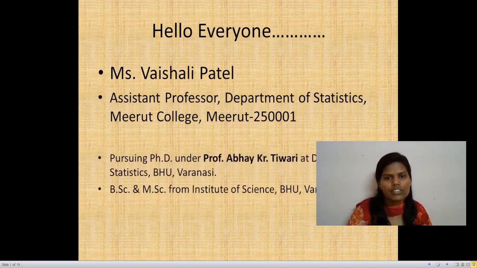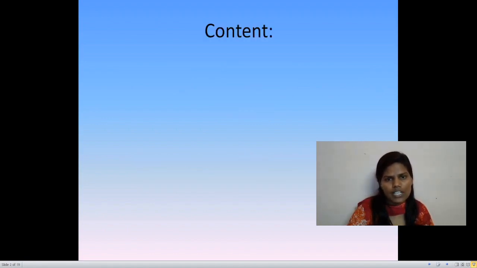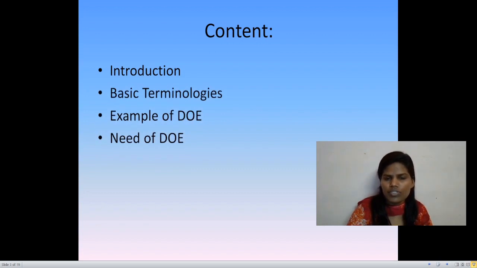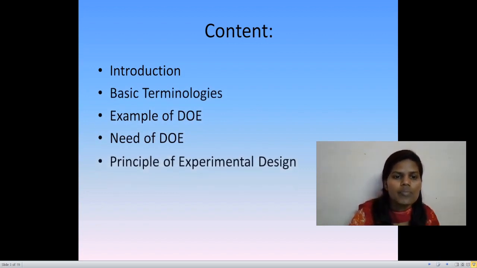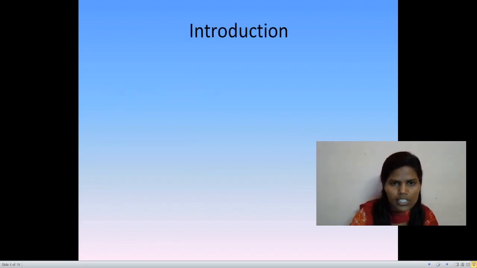My topic is design of experiment. This is the branch of applied statistics. Now I will discuss one by one. This is the content. First one I discuss introduction, then basic terminologies, example of design of experiment, needs of design of experiment, principle of experimental design, types of experimental design.